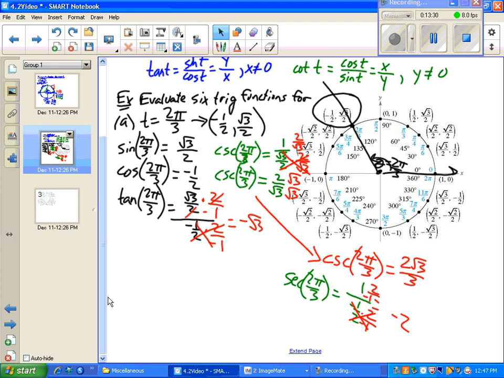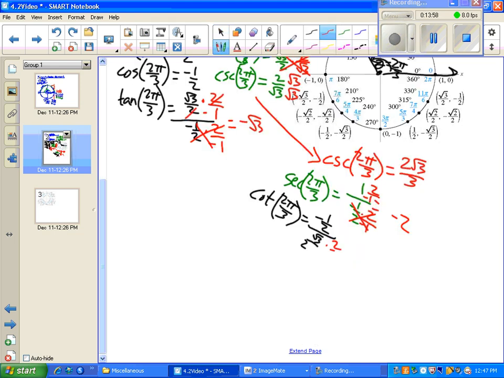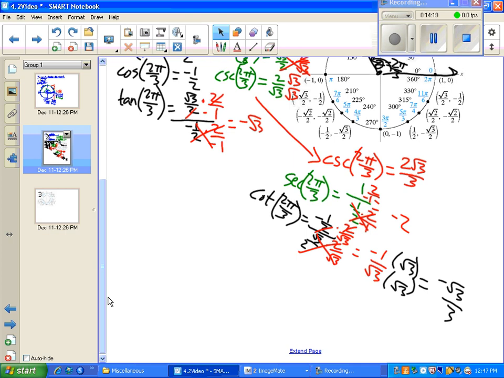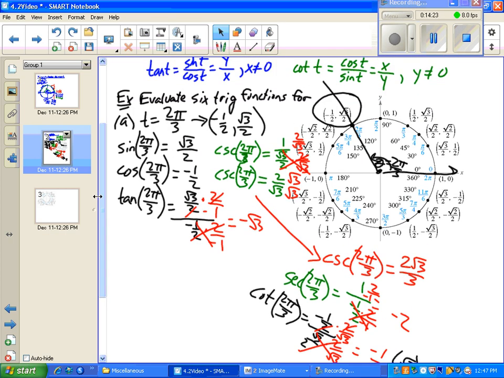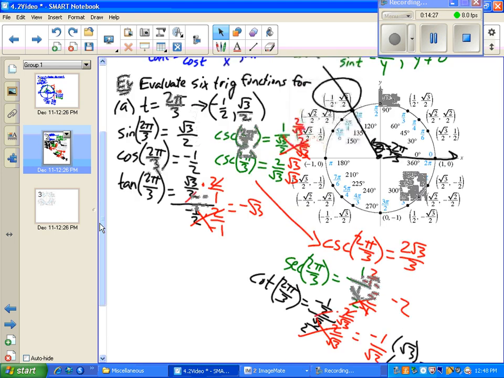Okay. Finally, our last one, cotangent. Cotangent of 2 pi thirds, which is 1 over the tangent, or in other words, cosine over sine. So our cosine was negative 1/2. Our sine was root 3 over 2, right? So we got times 2 over root 3, negative 1 over root 3. Rationalize that. You got negative root 3 over 3. Okay? So there you go. You got your sine, cosine, tangent, and then you got their reciprocals: cosecant, secant, cotangent. All from that unit circle.